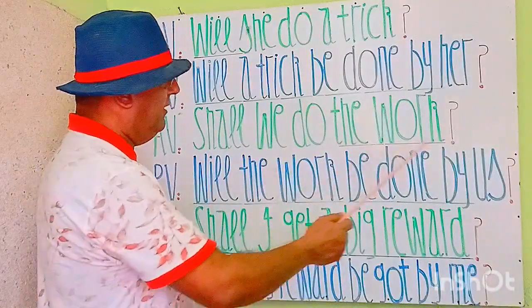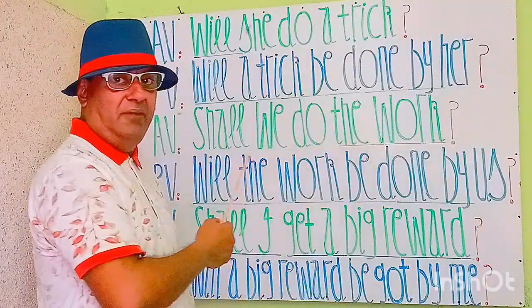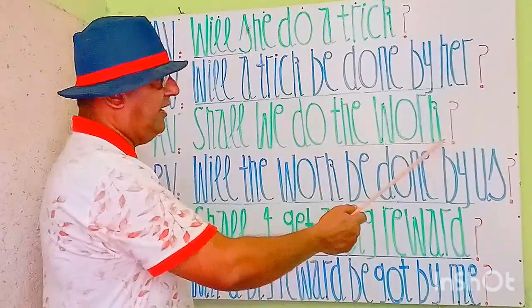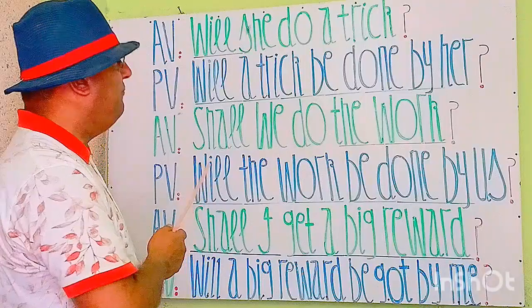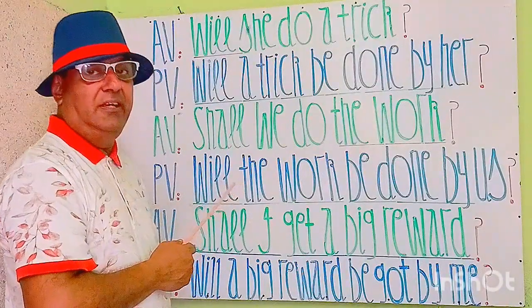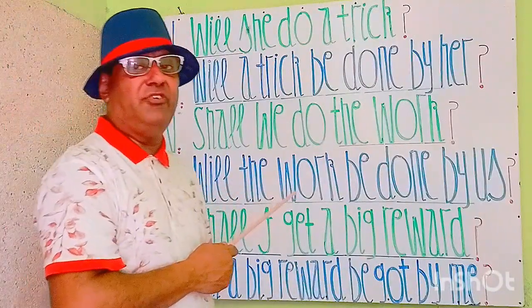So you see, shall we do the work? क्या हम काम करेंगे? Interrogative sign. Let's see how it's going to change. आइए देखते हैं इसकी तब्दीली कैसे होगी पैसिव में.